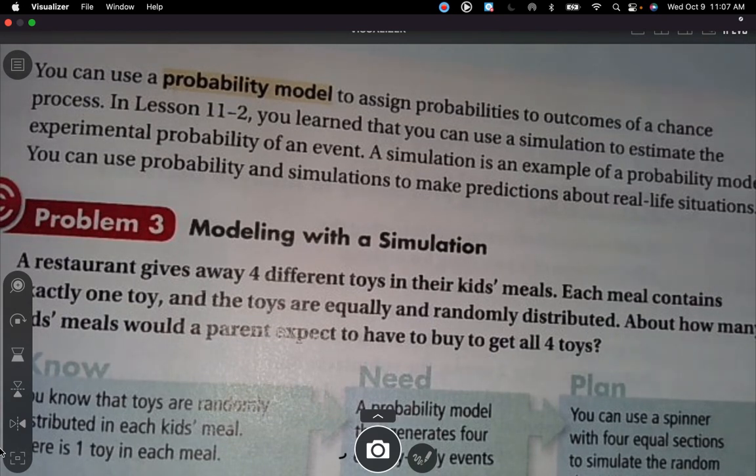There's 1, 2, 3, 4. So I'm gonna spin it and see how many times it will take to get all 4 toys. Okay, so you're making up your problem. It says how would you do it, and all you would say is make a spinner and spin it, and every time it lands on whatever, that's the toy that you would give out, right? Or the McDonald's or whoever would give out. Then it says how many times would it take you to go and buy a Happy Meal or whatever meal.